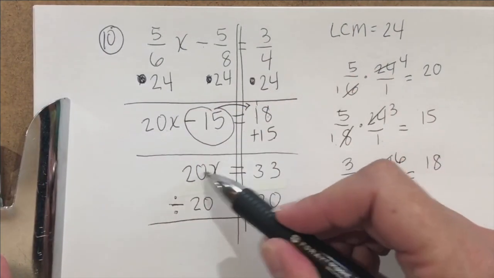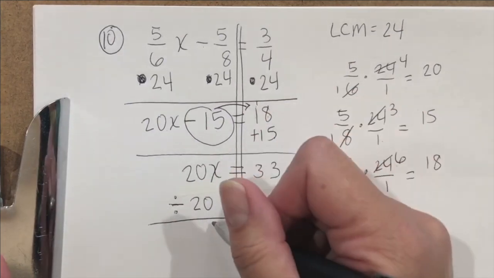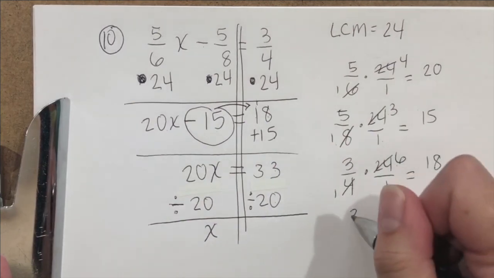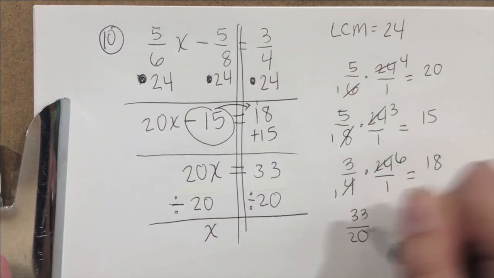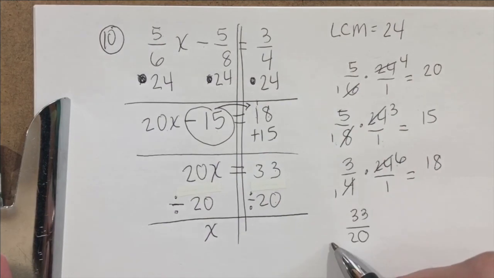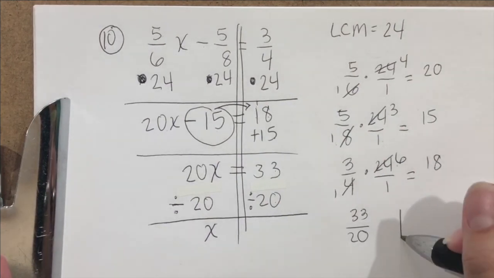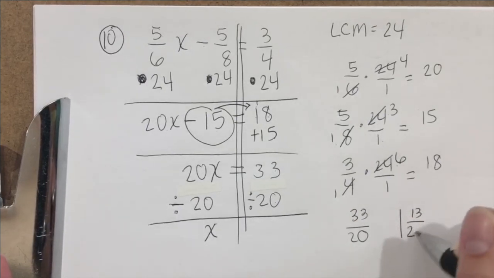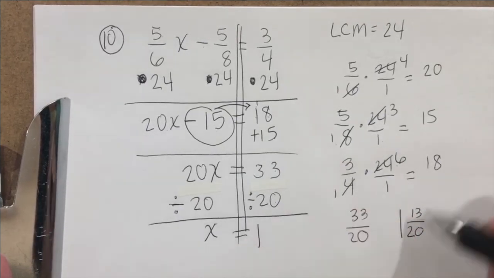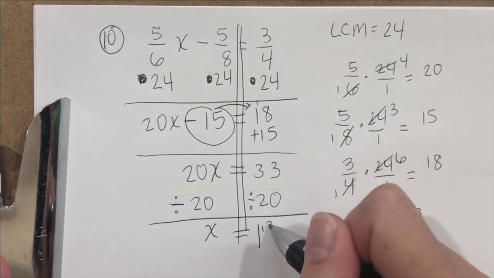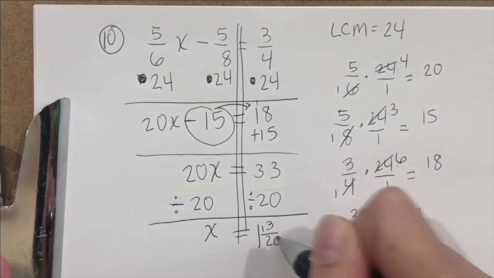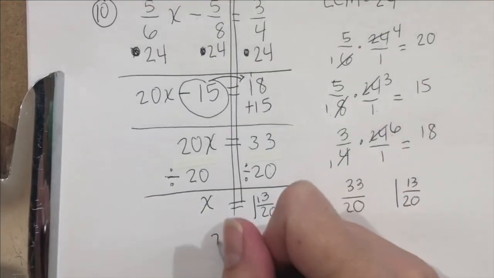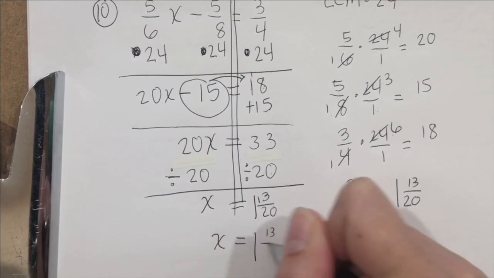So 20 x's divided into 20 groups will give us 1 x in each group. 33 divided by 20. Well, I can pull out one whole 20, and I'll have 13 left over. So this is equal to 1 and 13/20. So x is equal to 1 and 13/20.